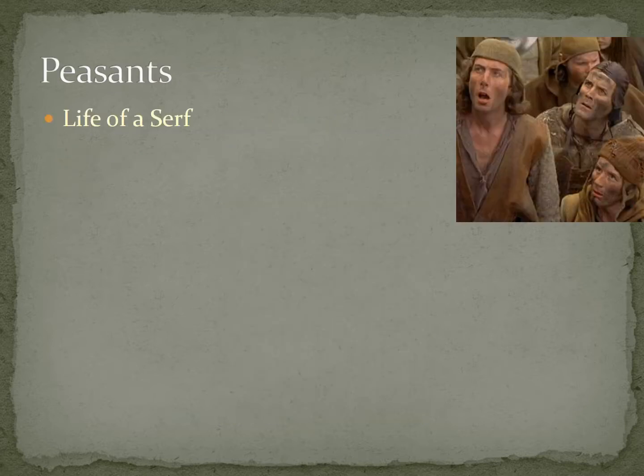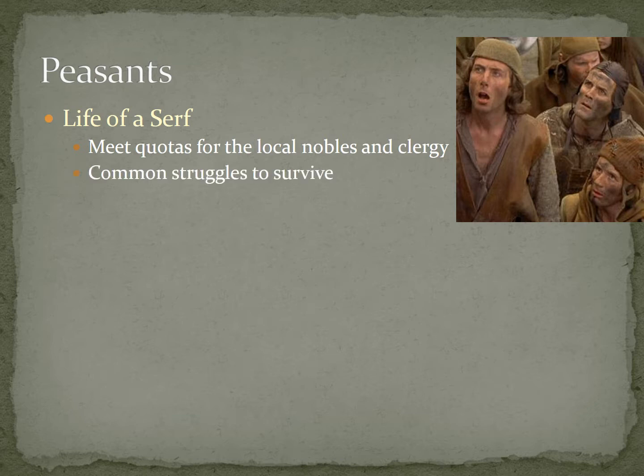And then there's the peasants. And this is by far the vast majority, 98% or more of the population. The life of a serf or one of the peasants, their goal is to meet the quotas for the local nobles and clergy. So they would work and they would serve, whether they were a farmer, a blacksmith, a tanner, whatever their job may be. And their main focus was survival, as you read in History of the Eyes of Faith last week. They didn't have a whole lot of time for entertainment or other things. They were really about trying to survive through to the next winter.